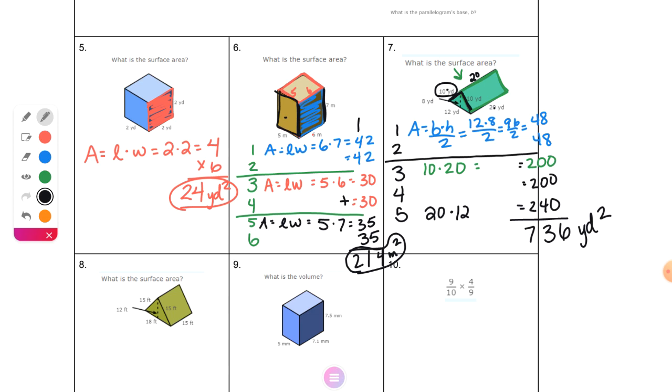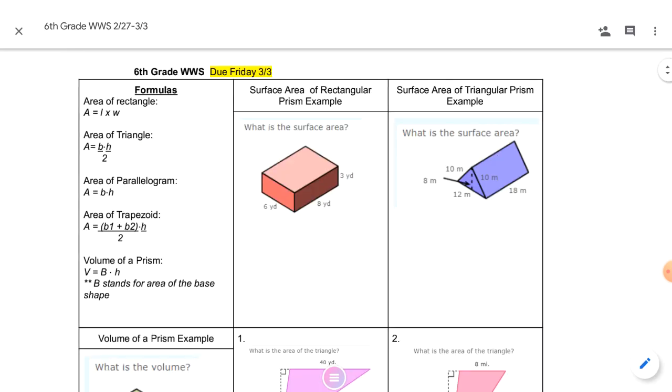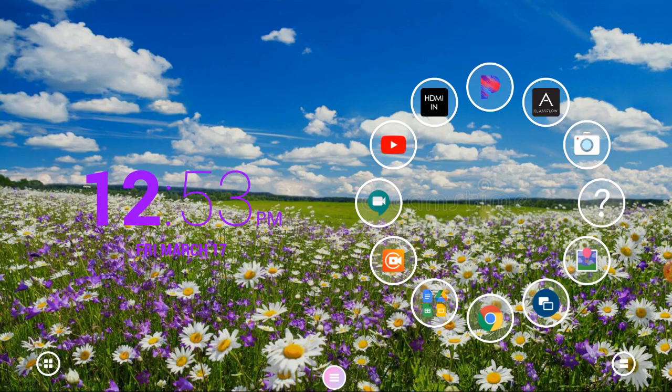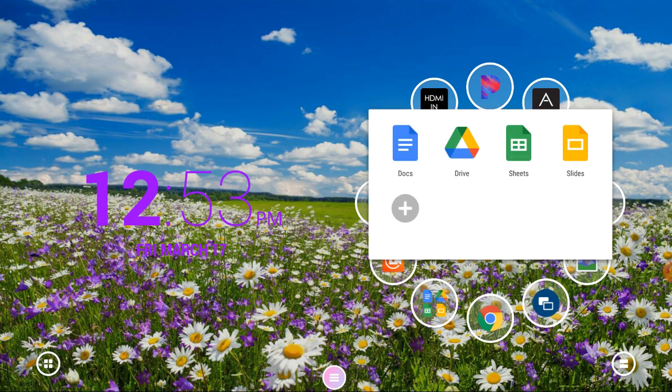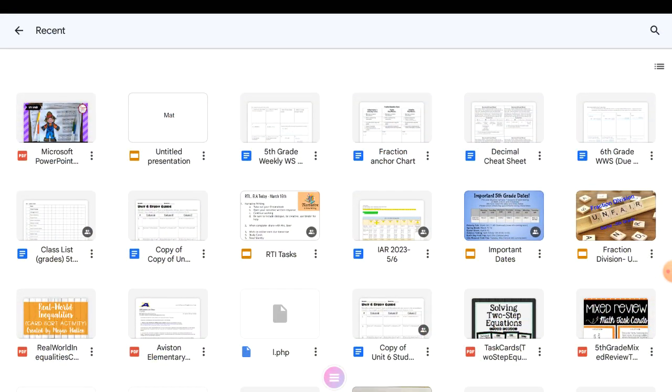Okay. Something else to show you. Oops. Didn't mean to do that. Okay. This is the weekly worksheet I'm going to pass out in just a minute. Due next Friday, if it loads.